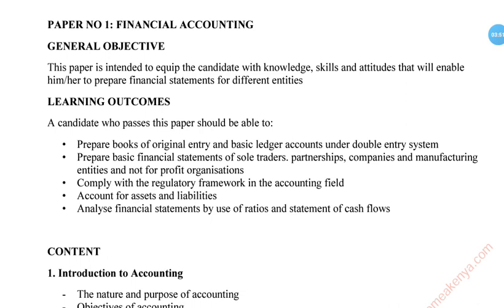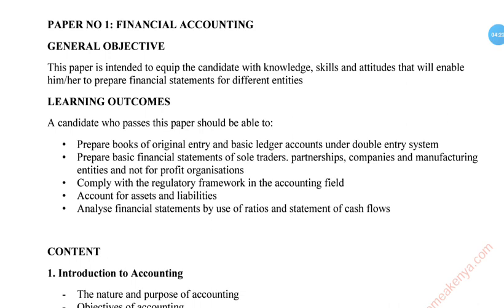Manufacturing entities are those entities that conduct manufacturing business. Not-for-profit making entities are firms that are established not for the purpose of making profit. In most cases, they are the charitable institutions. Another learning outcome is to comply with the regulatory framework in the accounting field.